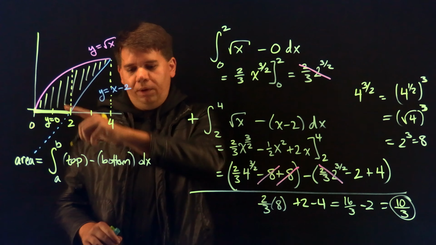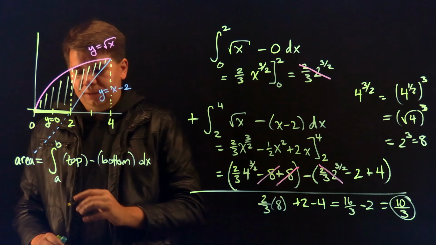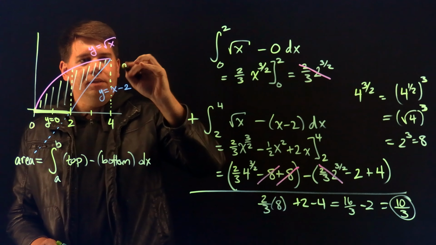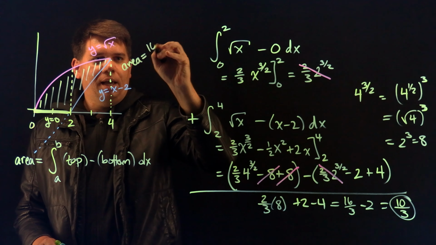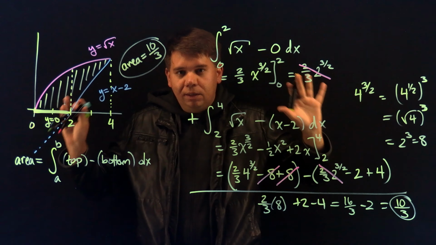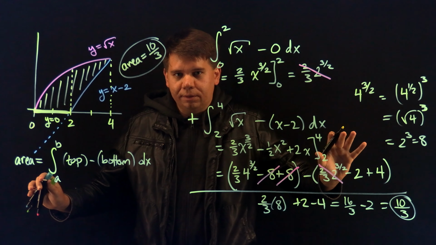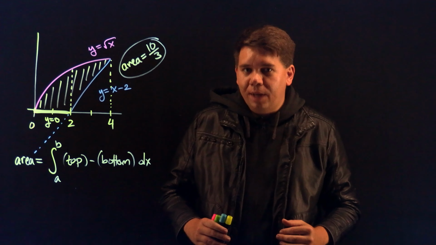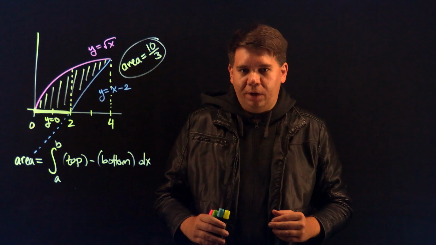So there we go. We found that this area here came out to be 10 over 3. Great. And that's a perfectly good way to solve it. But I want to show you now another way we could have solved this problem.